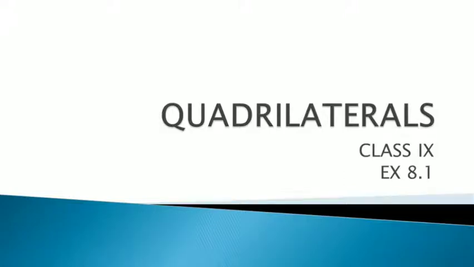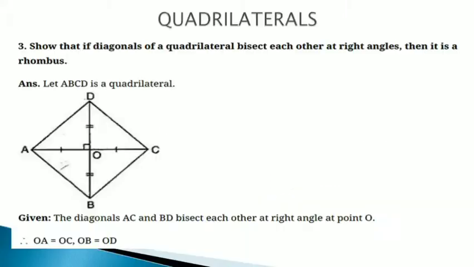Let's discuss a few questions from exercise 8.1. Now our question number 3 is, show that if the diagonals of a quadrilateral bisect each other at right angles, then it is a rhombus.